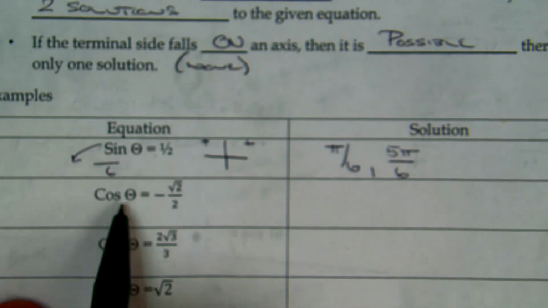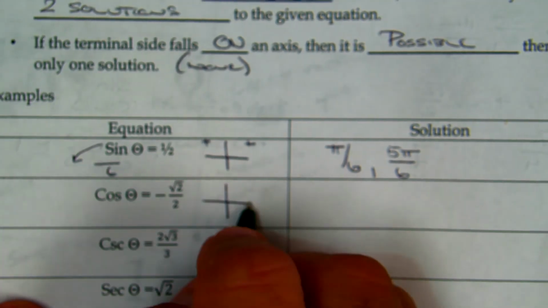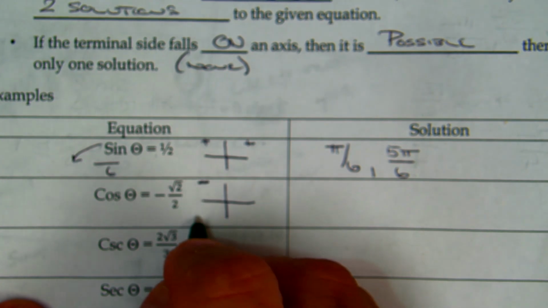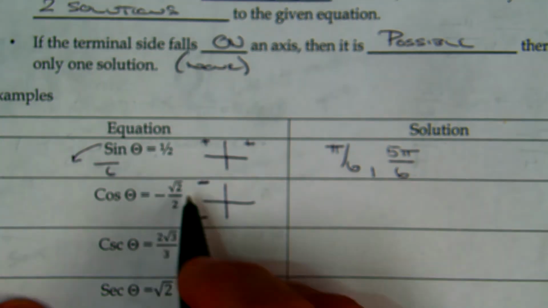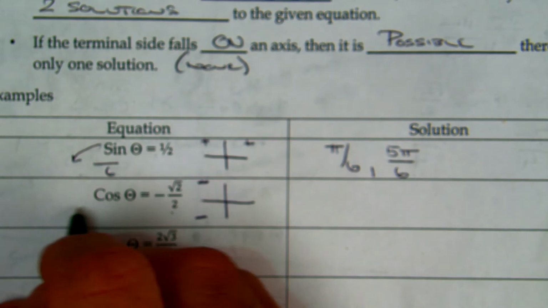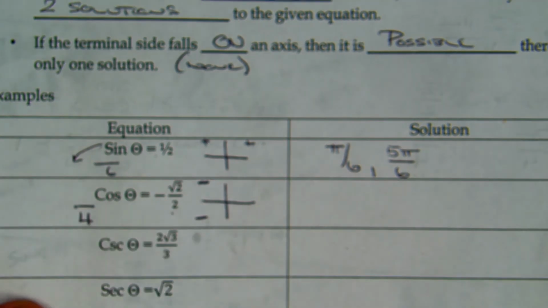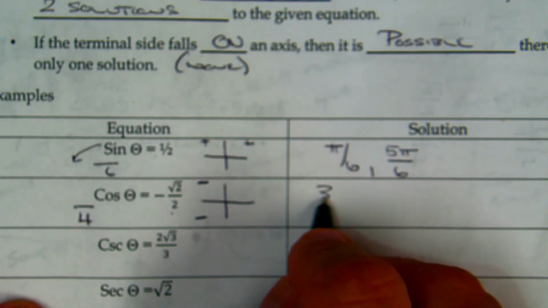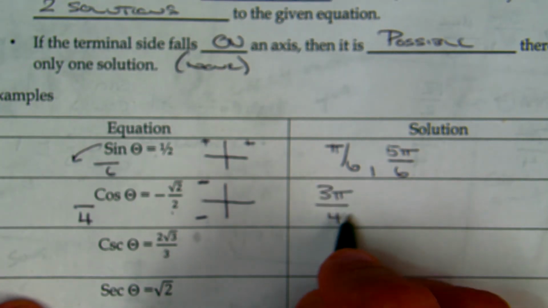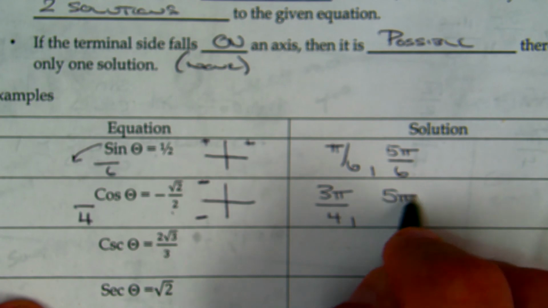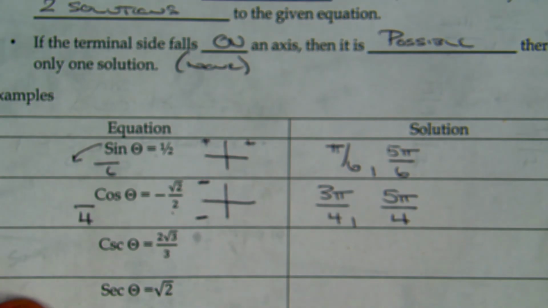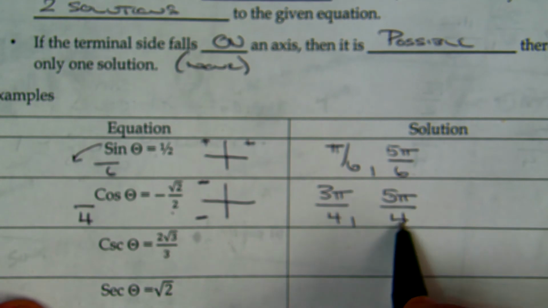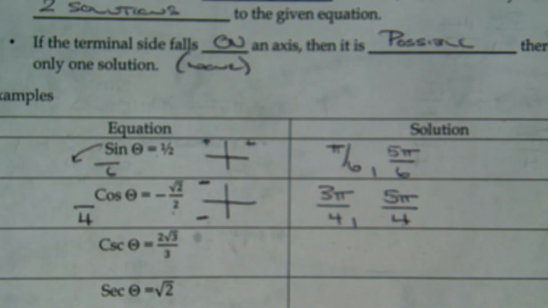Now, next one, cosine theta equals negative root 2 over 2. Well, cosine's negative there and there. As soon as you see root 2 over 2, you know you're dealing with the 4 family. We just talked about the second quadrant, how the numerator is 1 less, so that would be 3 pi over 4. The other one's going to be 5 pi over 4. Whenever you're in the third quadrant, the numerator is 1 more than the denominator.